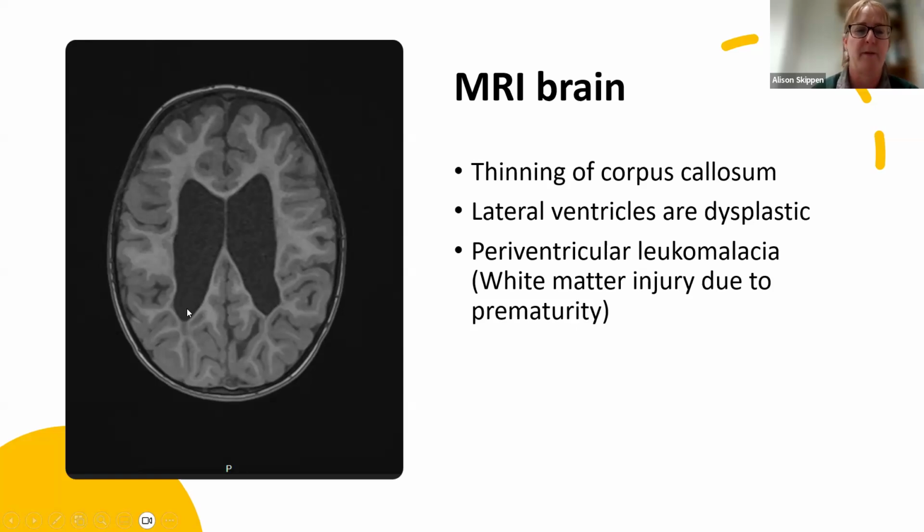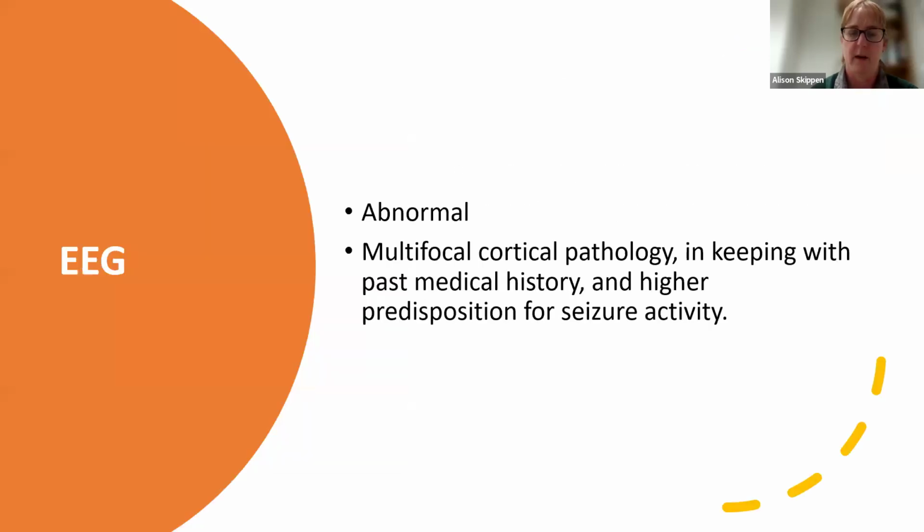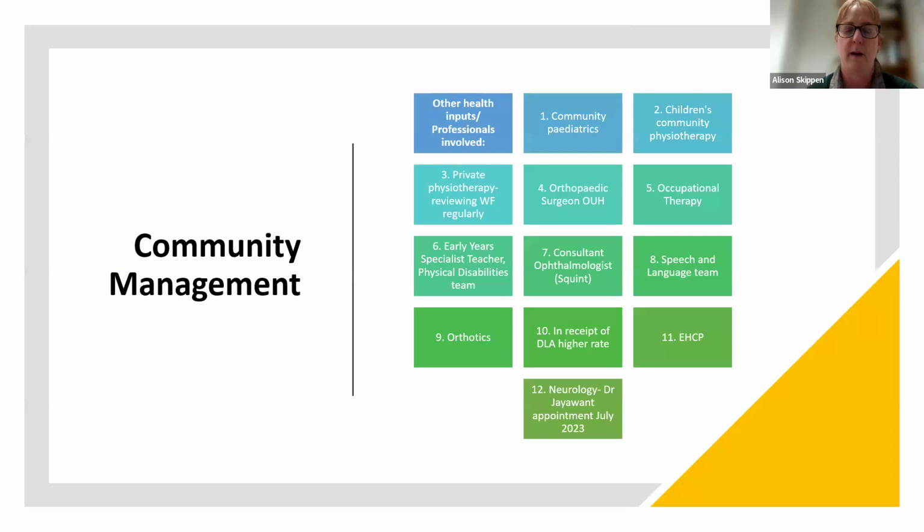And this is just the shape of the ventricles. Normally they're much smoother, but they're quite dysplastic and not what you'd normally expect. The EEG was abnormal. It showed multifocal cortical pathology in keeping with her past medical history and a higher predisposition for seizure activity.